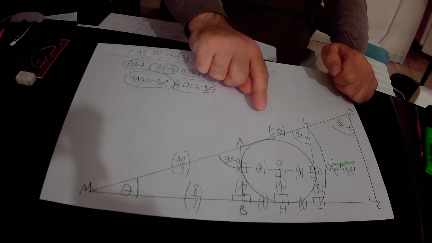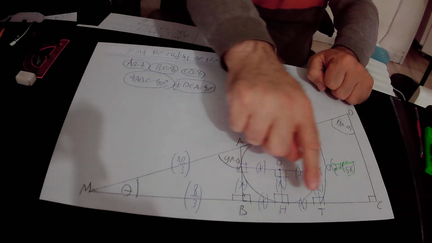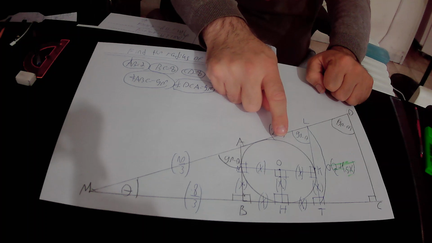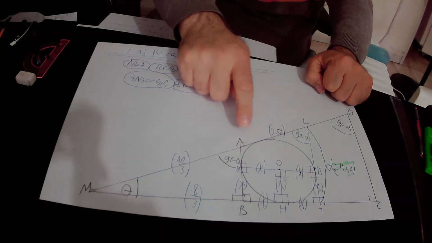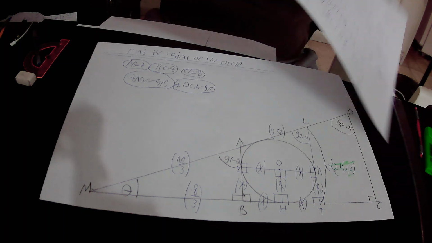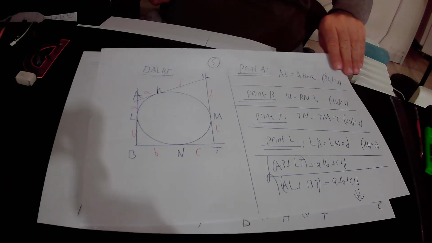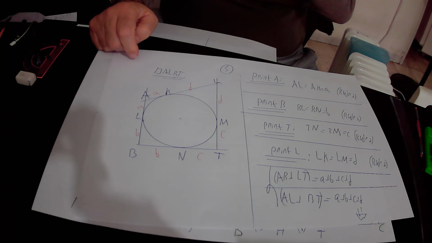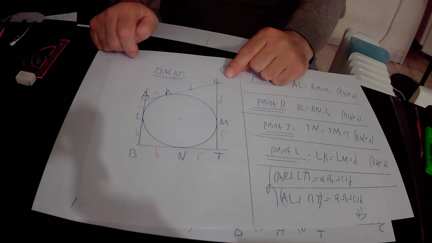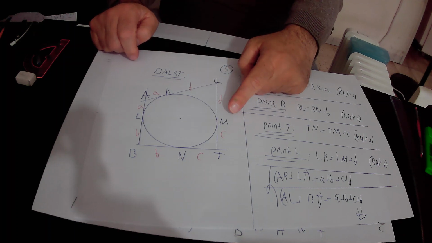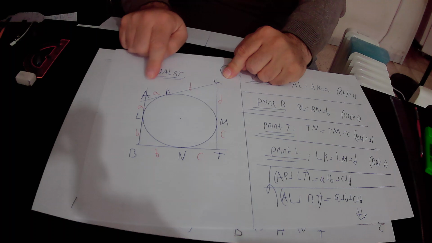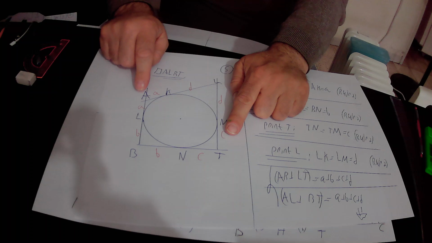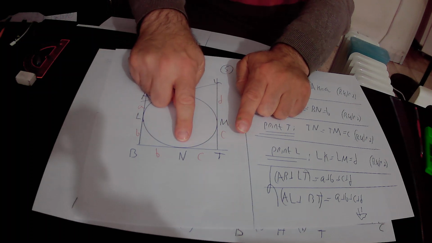Then I copied quadrilateral LABT with the circle that is inscribed in it onto a new page, and we analyze this quadrilateral LABT. This is quadrilateral LABT that I copied from the original drawing. We define the point of tangency of tangent LT with this circle as M. We define the point of tangency of tangent LA with this circle as K. We define the point of tangency of tangent AB with this circle as L. And finally, we define the point of tangency of tangent BT with this circle as N.